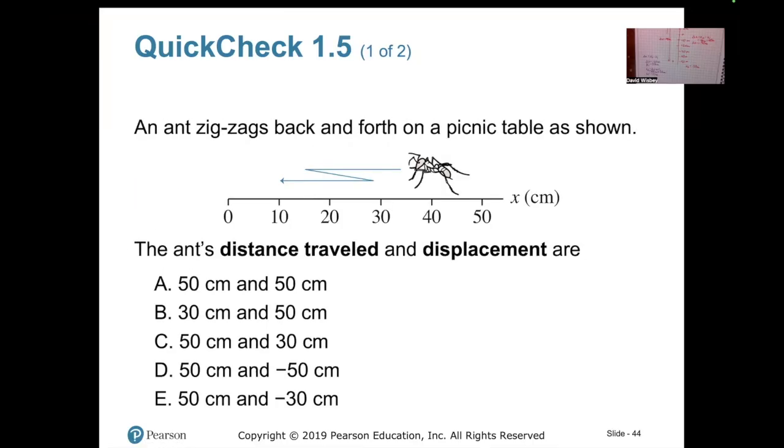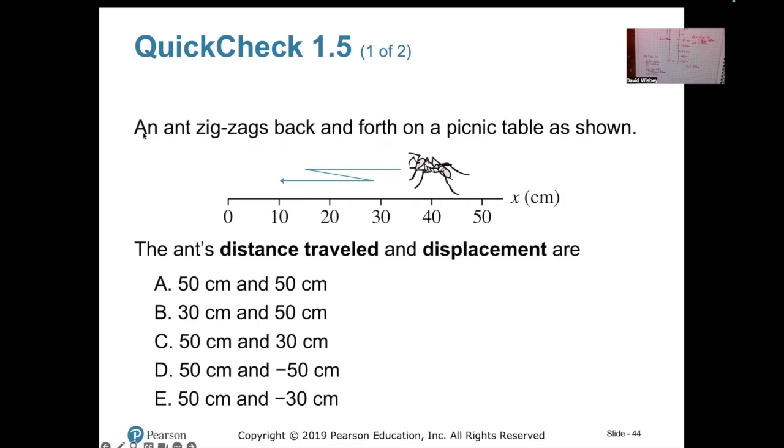Okay. Let's do another problem. An ant zigzags back and forth on the picnic table as shown. The ant's distance traveled and displacement are. So distance traveled is a little bit different than displacement, because the distance traveled is how far did he actually walk altogether. If you just measured every step along the way, then you would get the total distance. Like if you walk back and forth and you're keeping track of the distance on your phone, that hopefully is going to tell you how far did you walk. But displacement is how far did you end up from where you started.